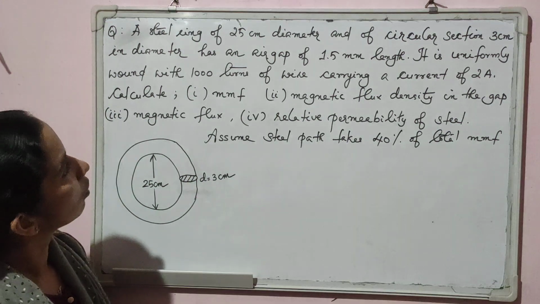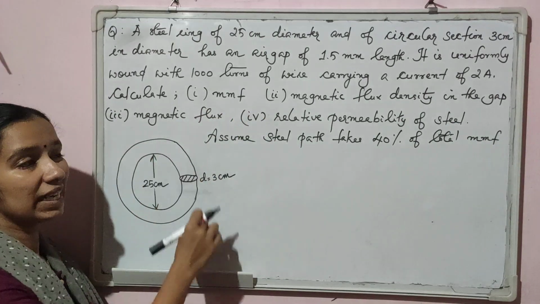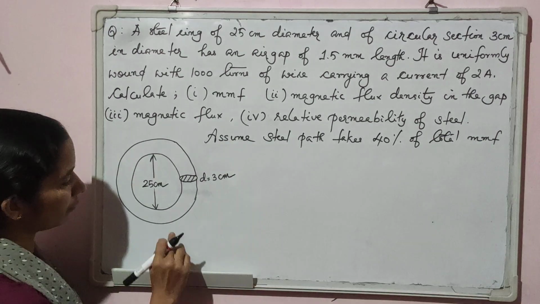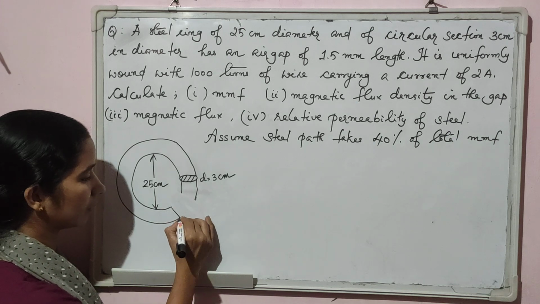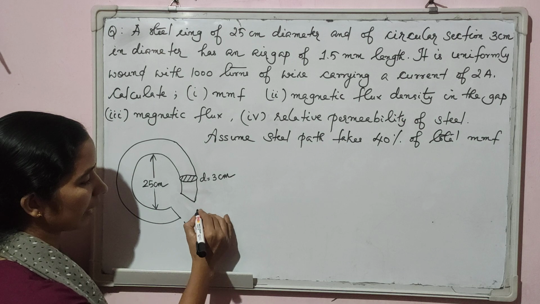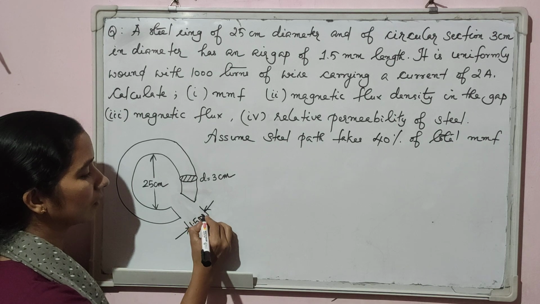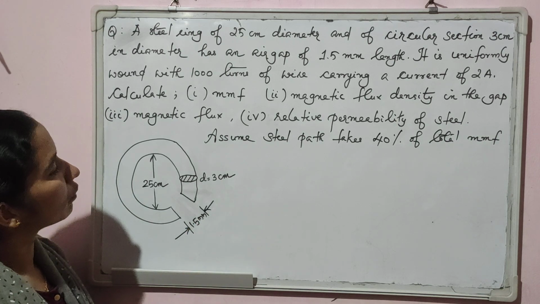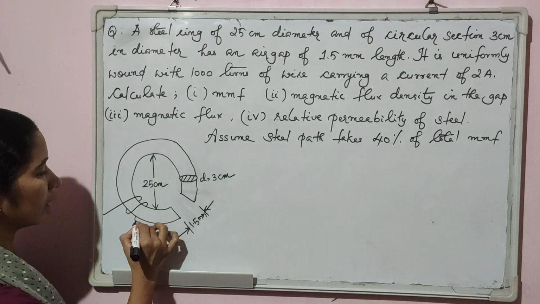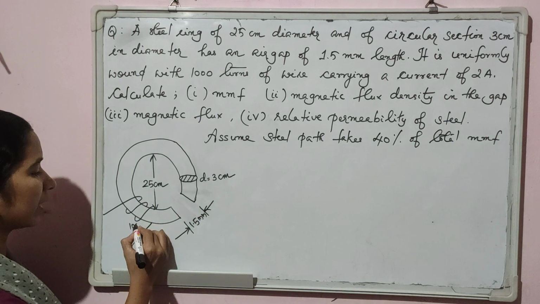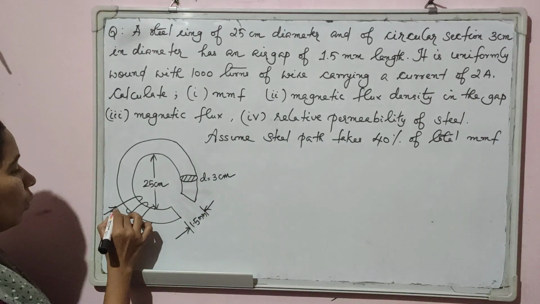Now it is having an air gap of 1.5 millimeter length. The steel ring is having an air gap of 1.5 millimeter length. So it can be somewhere here. There is an air gap and it is having a length of 1.5 millimeter. Then it is uniformly wound with 1000 turns of wire. So this ring is wound with a current carrying coil having 1000 turns and the wire is carrying a current of 2 amperes.